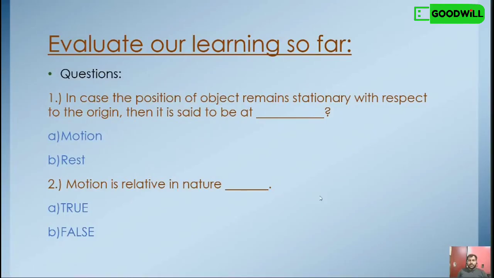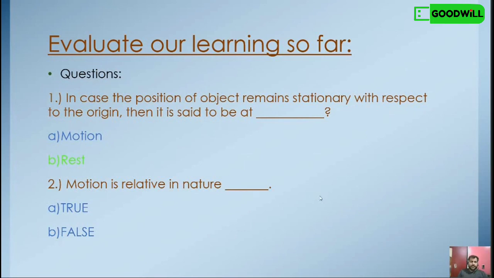Alright, let's evaluate our learning so far. We have two questions here. In case the position of an object remains stationary with respect to the origin, then it is said to be at, and the options are motion or rest. Let's check the correct answer. We can say an object is moving when its position changes with respect to the origin. So the answer is that the object is at rest.